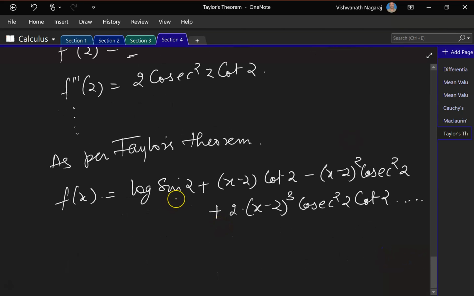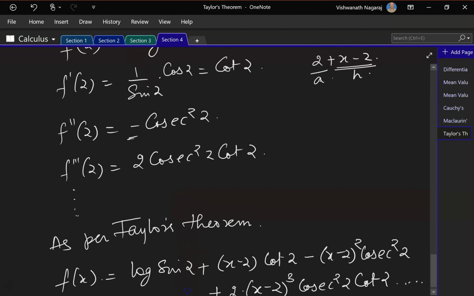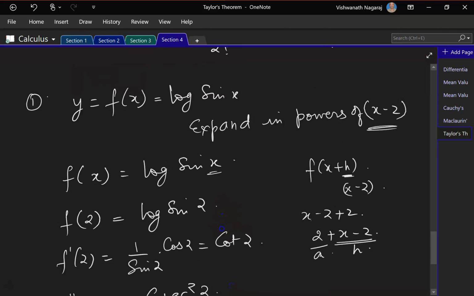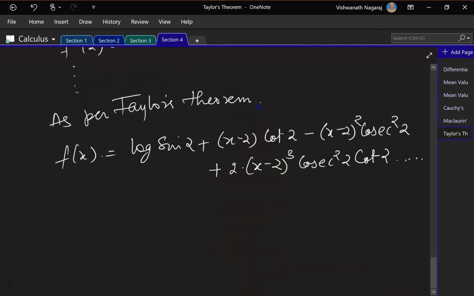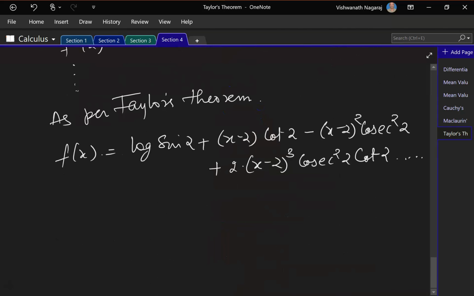You see, the beauty of this is that by just following a simple rule, we are able to expand log of sin of x in terms of x minus 2, which is actually quite complicated. But to arrive at it using Taylor's theorem makes it very easy. Okay, let's look at the next one.